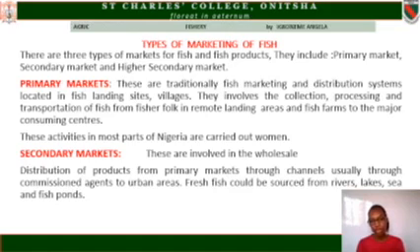Secondary markets. These are involved in the wholesale distribution of products from primary markets, usually through commissioned agents, to urban areas. Fresh fish could be sourced from rivers, lakes, seas, and fish ponds.